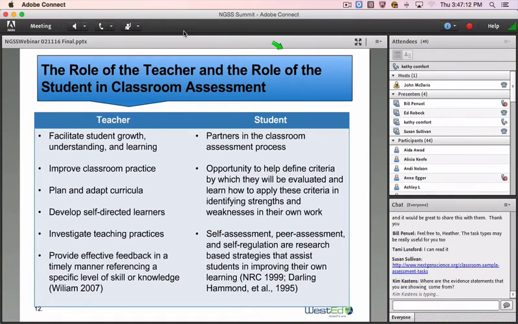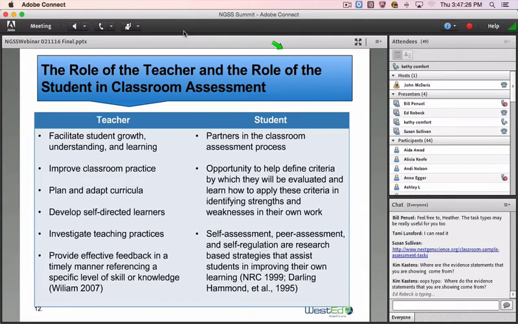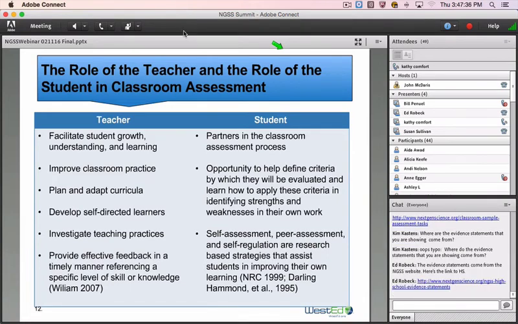One part that's not really discussed that often is the student role in classroom assessment. And research is saying that students should be partners in the classroom assessment process, that they should have an opportunity to help define the criteria by which they will be evaluated and learn how to apply these criteria in identifying strengths and weaknesses in their own work. And research is showing that self-assessment, peer assessment, and self-regulation are research-based strategies that do assist students in improving their own learning.